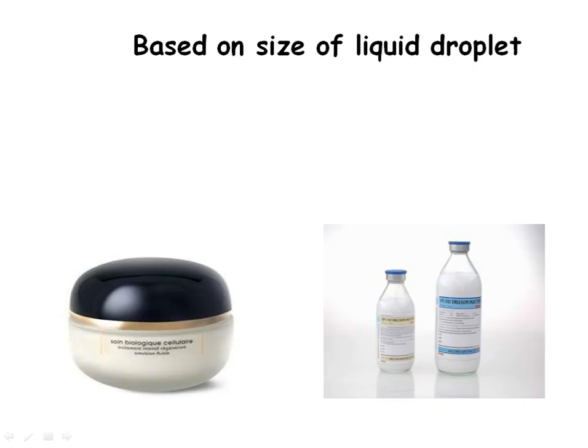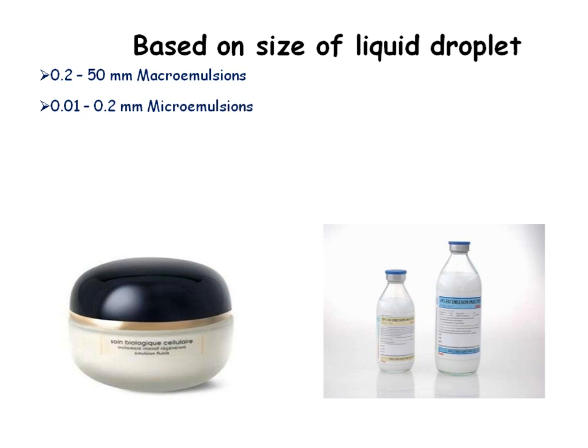Based on size of liquid droplets, they are classified as macro emulsion. In this macro emulsion, globule size is 0.2 to 50 micrometer. Then in micro emulsion, globule size is 0.01 to 0.2 micrometer. And the third type, that is nano emulsion, the globule size is within the nano range, that is 50 to 1000 nanometers.